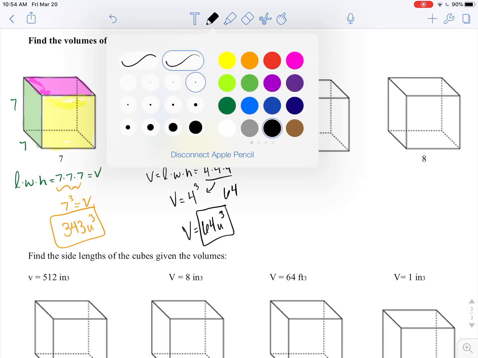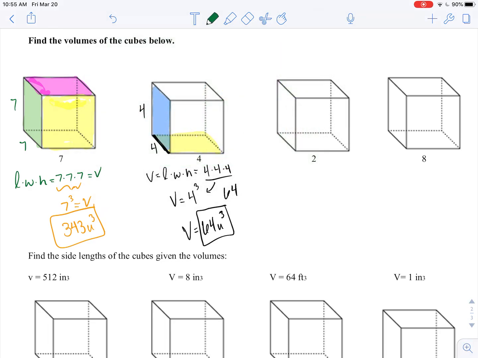All right, why don't you guys take a second, find these last 2 volumes here, pause the video, and then you can unpause it and see how it went.